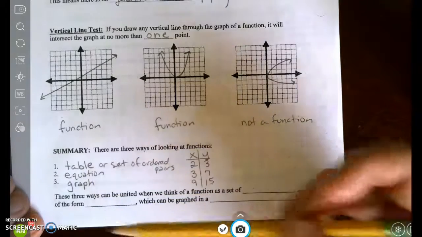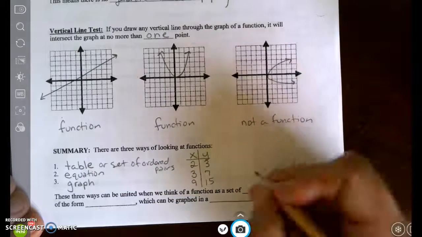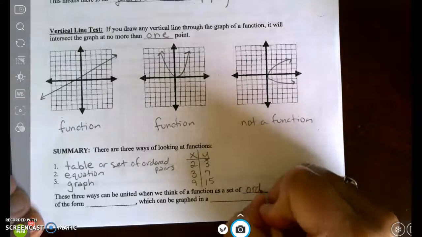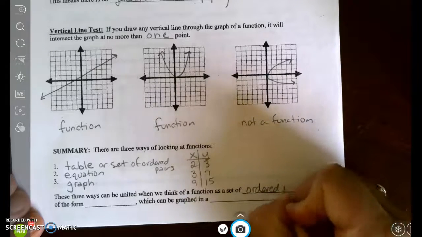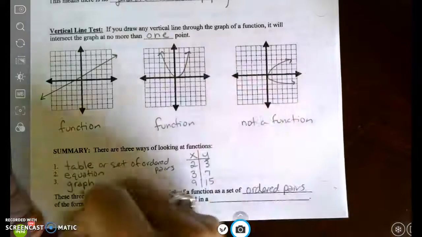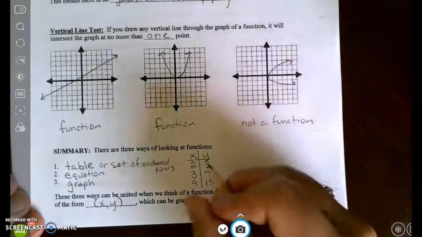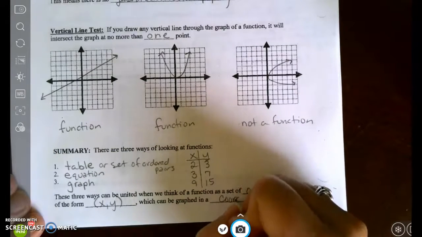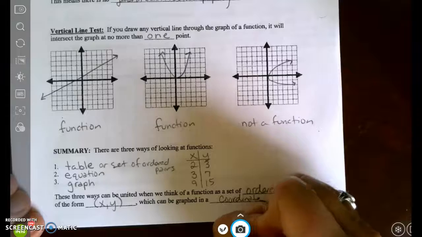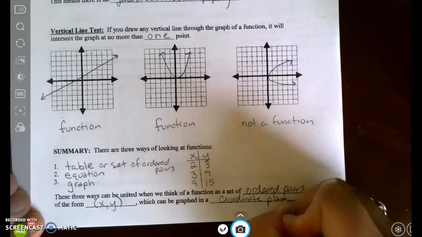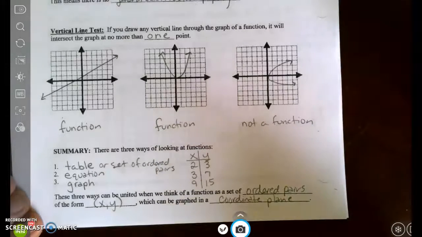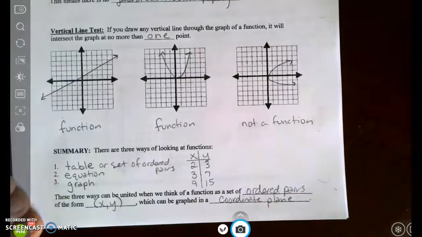These 3 ways can be united when we think of a function as a set of ordered pairs of the form x, y, which can be graphed in a coordinate plane. That's where I've taken all 3 and put them together. And that's the end of your notes.